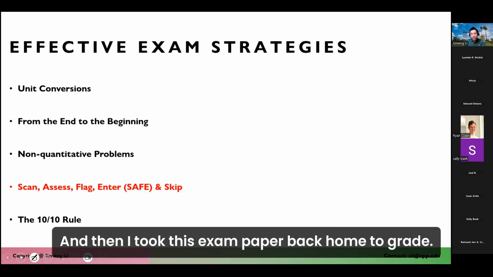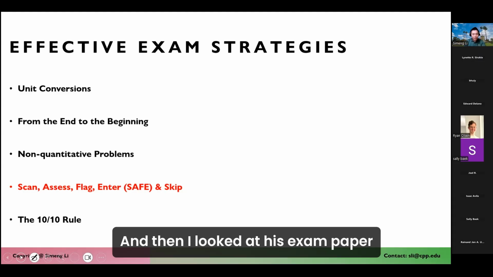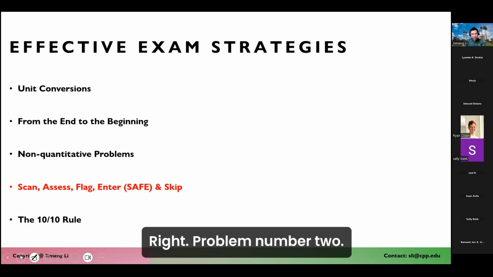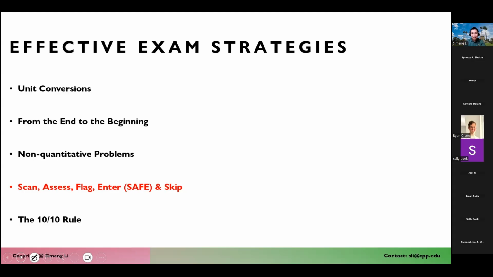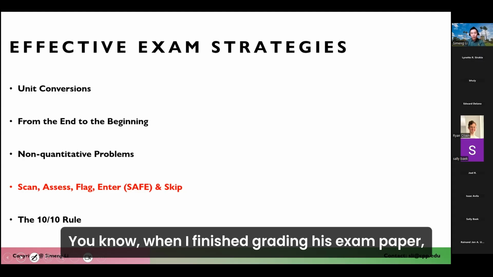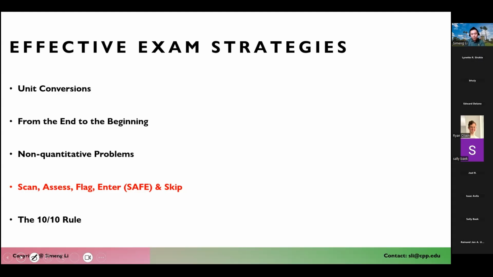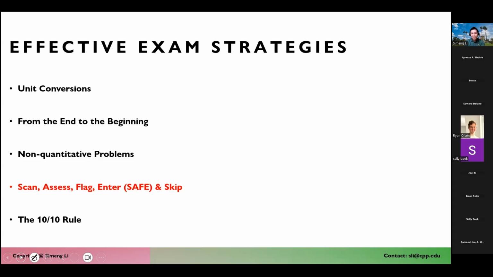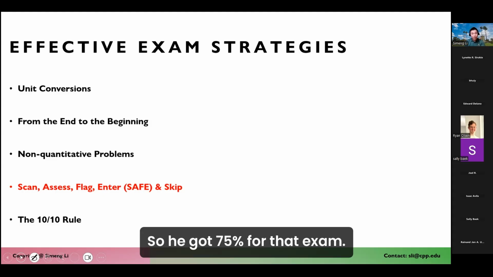And then I took this exam paper back home to grade, and I looked at his exam paper because I'm very interested in his result. Problem number 1, right. Problem number 2, right. Problem number 3, right. Problem number 4, right. I was so surprised. It's like he had a superpower to see which question is right. And when I finished grading his exam paper, 20 questions, he got 15 out of 20. That is 75%. So he got 75% for that exam.